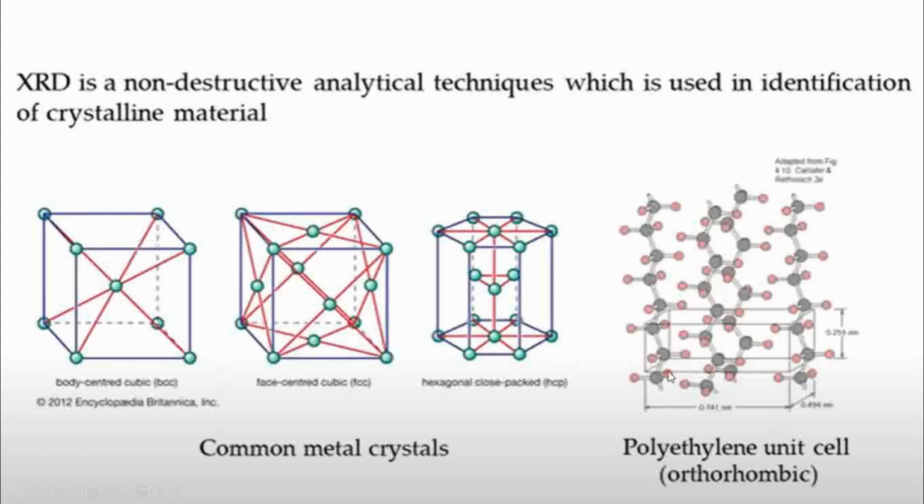Also, if you see polyethylene, this is an orthorhombic structure, and even this can be narrowed down to one small unit lattice structure. And this lattice structure can be repeated for the others also.